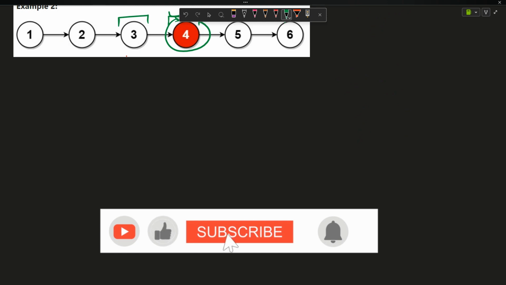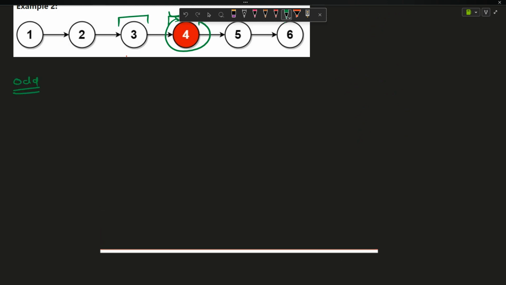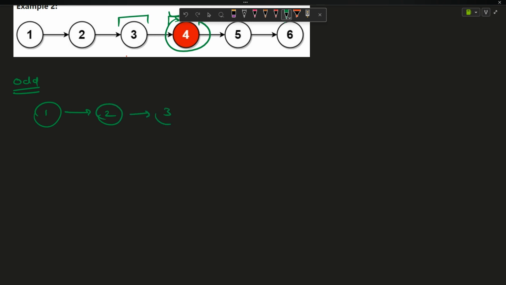If we have an odd length linked list, let us do it first for odd. Whenever you encounter such cases which are sensitive to odd and even, I recommend you to make two test cases to test your dry run. First draw a linked list for odd length, then for even length, and then try it out, right? So first for odd: 1, 2, 3, 4, 5.